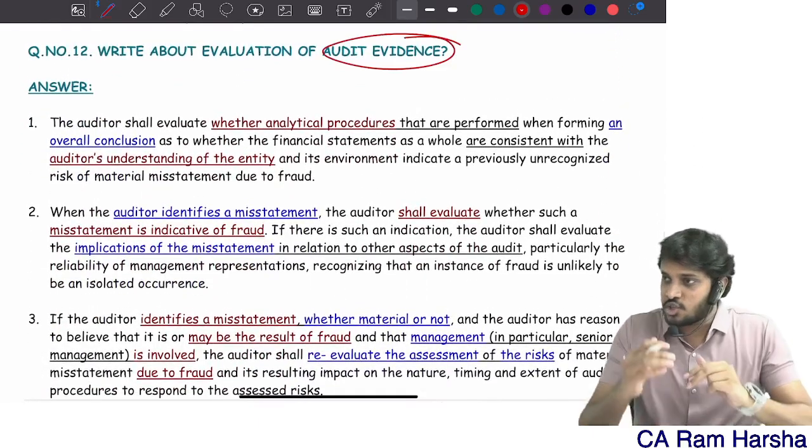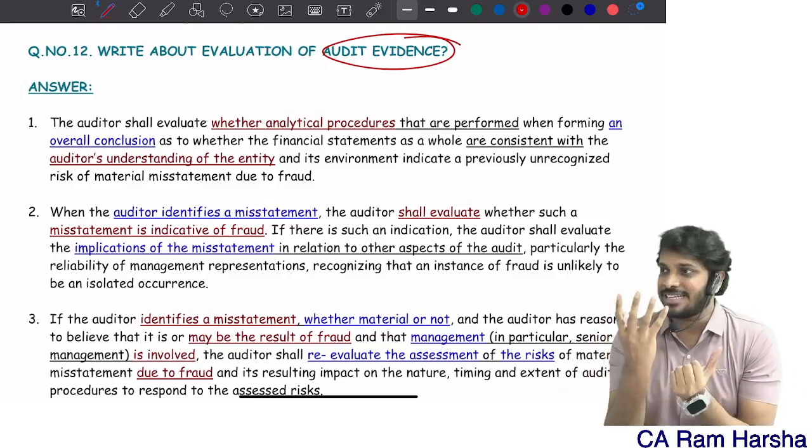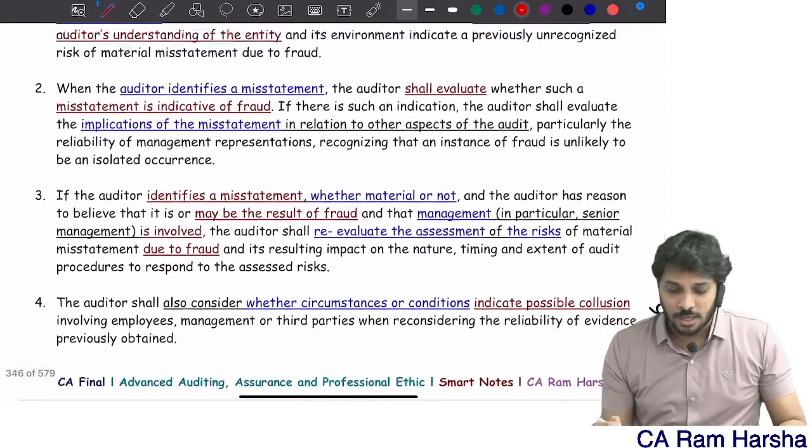Finally, once you perform these procedures, you will get the evidence, you will get the information complete, you will get the real data. You need to evaluate. You need to evaluate the evidence.